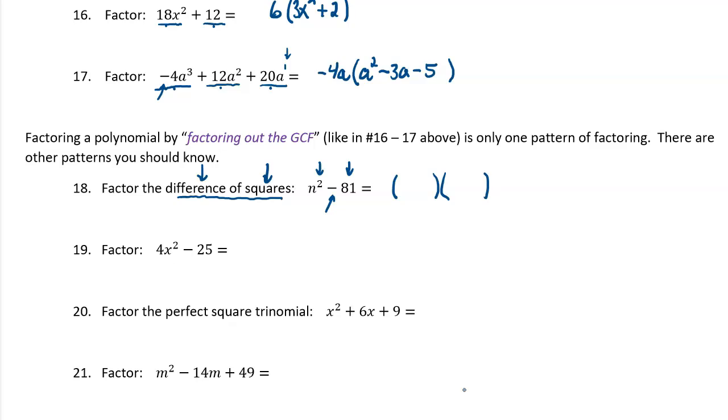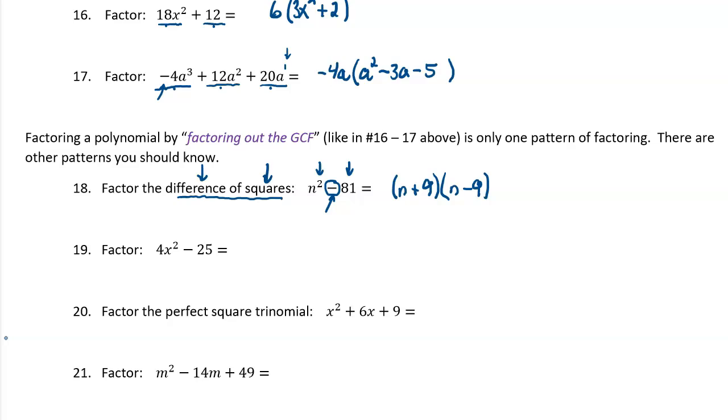The square root of n squared is n. You put an n here and an n here. The square root of 81 is 9. Put a 9 here and you put a 9 here. In order to create negative 81, one of the 9's must be positive and the other negative.